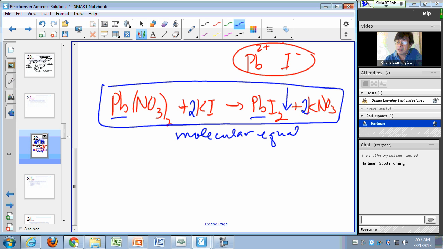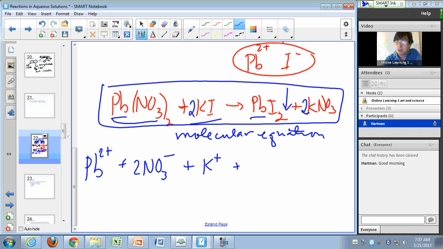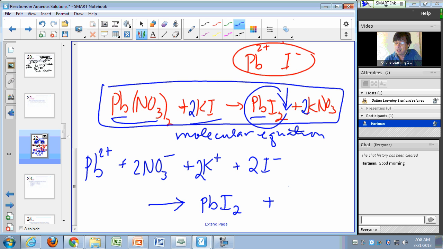A more accurate description of what happened is you can say lead ions plus 2 nitrate ions. Okay, they're actually separated in solution, right? And potassium and iodide are actually also separated in solution. So you have 2 potassium ions and 2 iodide ions yields PbI2. The lead and the iodide ions after the reaction are together in the precipitate. So you write that as PbI2 solid plus potassium nitrate ions.